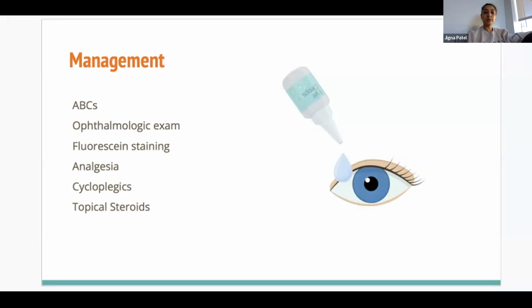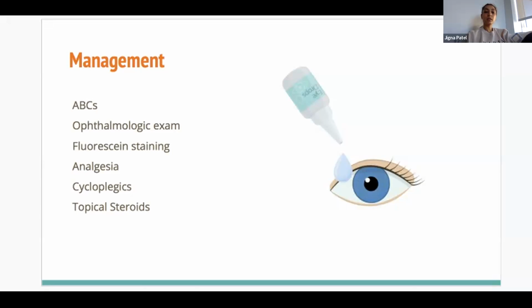Cycloplegics can be used. They're usually used to paralyze the ciliary body, which basically results in a reactive and dilated pupil. It can help prevent the formation of synechiae and the progression of the flare and the ciliary spasm, which can cause pain. Certain cycloplegics that you can use are homatropine, cyclopentolate, and also scopolamine drops.